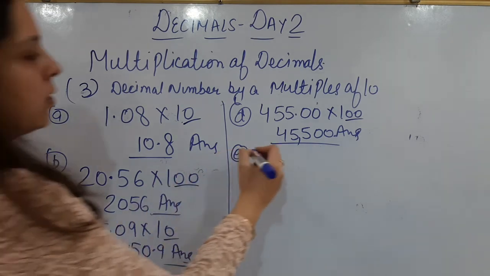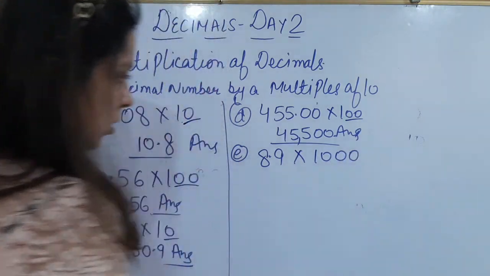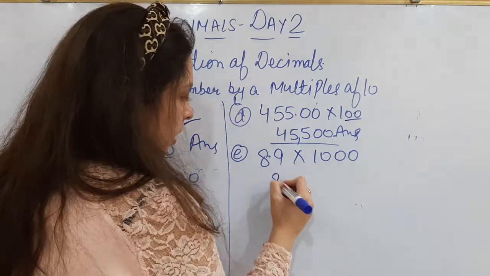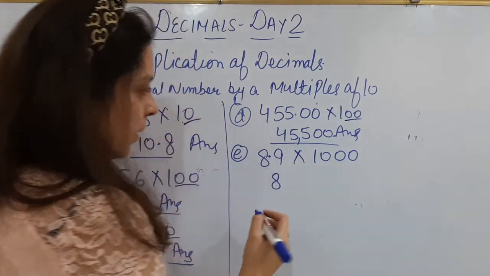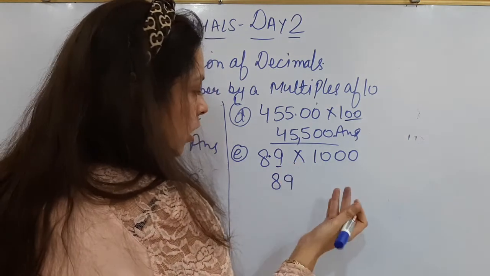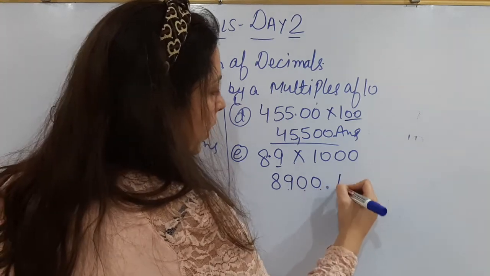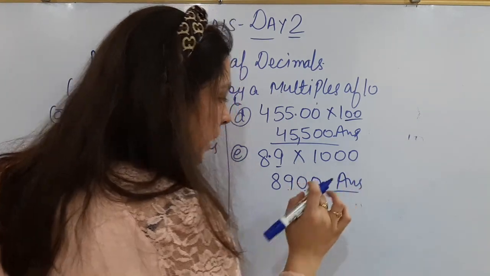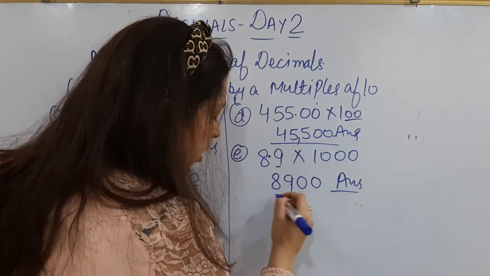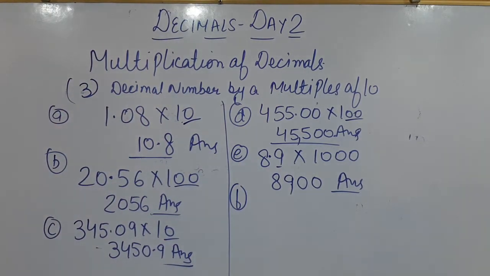Let's consider one more question. 8.9 multiplied by 1000. Now you have to shift the decimal 3 digits to the right. So 1 digit is here. Now I have no more digits, so I will add digits: 1, 2, 3. 3 digits to the right. The decimal at the end will have no value. That means 8900 is the answer. When you don't have enough digits, add zeros at the end.